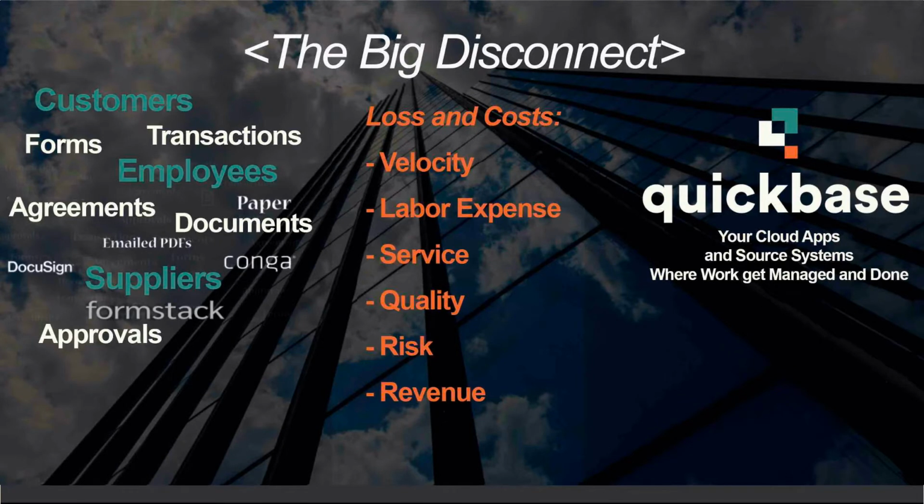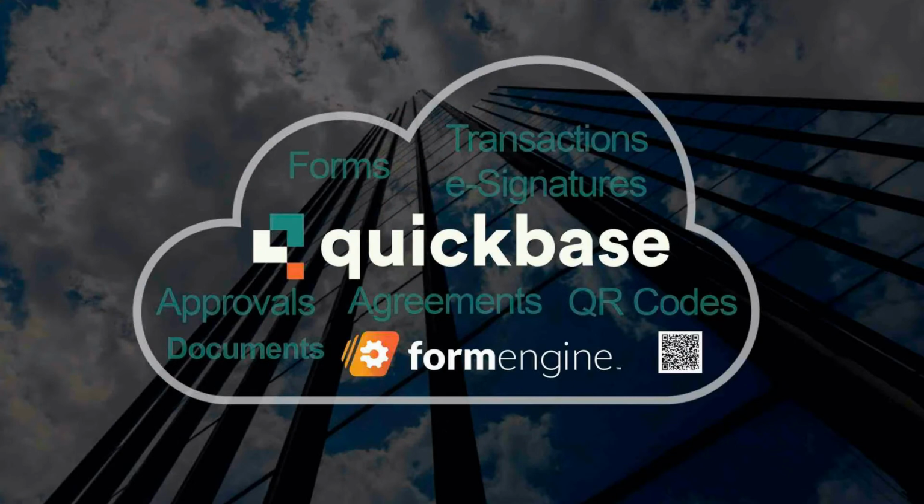Doing all that work outside your source systems creates loss in all these areas in red, and you'll be shocked at how much it's costing your organization. The solution isn't to do the work in some standalone e-signature or e-form builder tool and try to integrate those with your source systems. It's to do it all in Quickbase. And that's what our patent-pending form engine now lets you do. It converts real business assets into working Quickbase assets with e-signatures, giving Quickbase builders new superpowers to solve these needs like nothing else can.